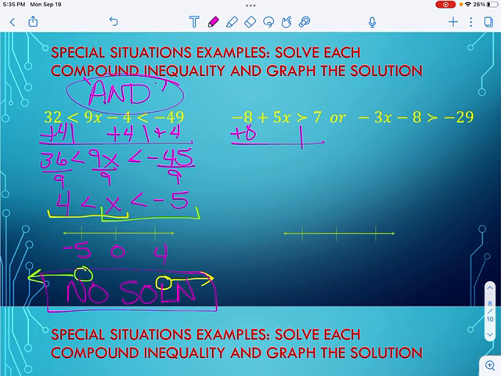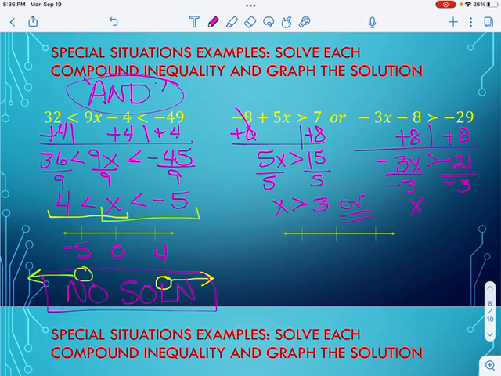So on this next one, I'm going to add 8 to both sides. So I get 5x is greater than 15. I'm going to divide by 5, so x is greater than 3. Or, over here, I'm going to add 8 to both sides. So I get negative 3x is greater than negative 21. I'm going to divide by negative 3. X is less than 7.